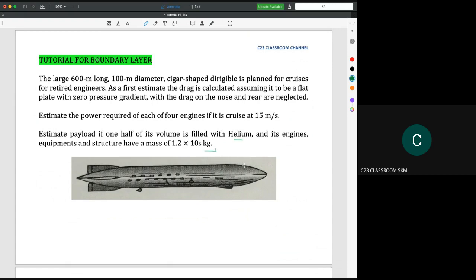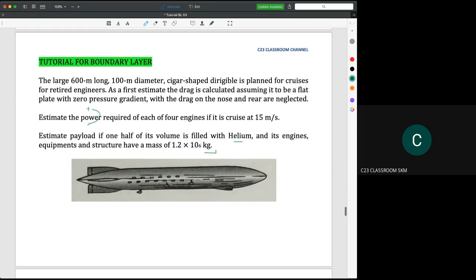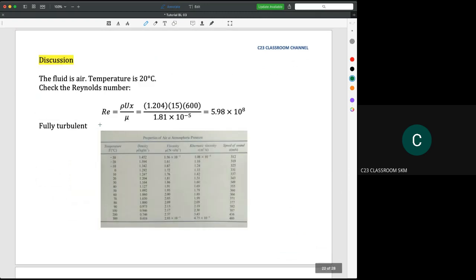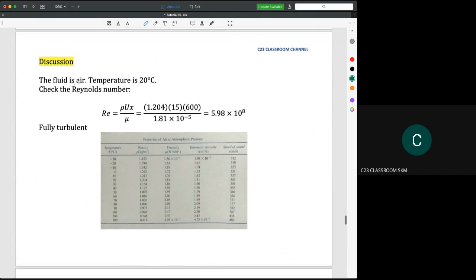Okay, so in this situation, we need to calculate the power. Power is actually the function of drag force times velocity, so we need to calculate the drag force. How to estimate this situation? We take the fluid as air, at a temperature of around 20 degrees Celsius. First we check the Reynolds number, and from this equation we could check it.